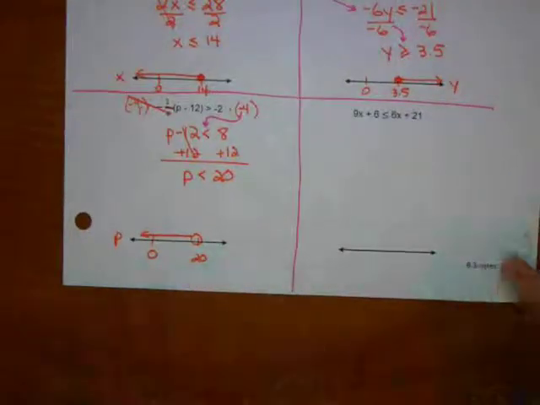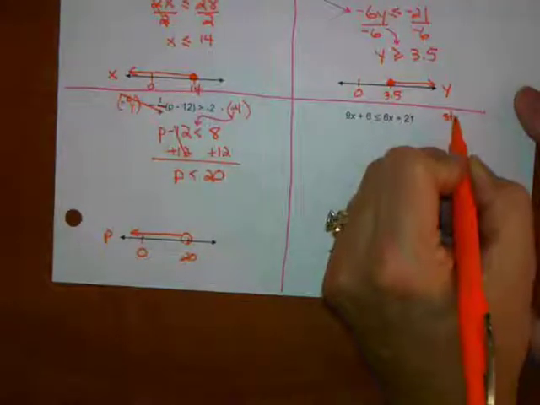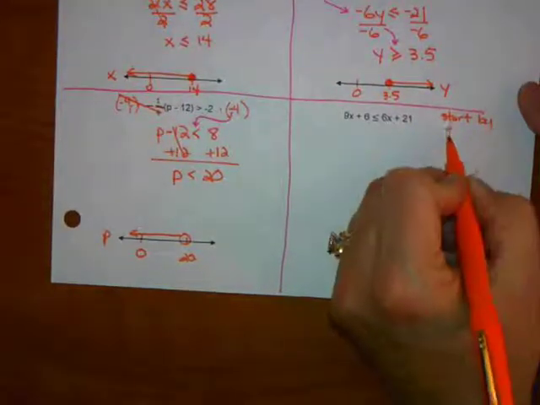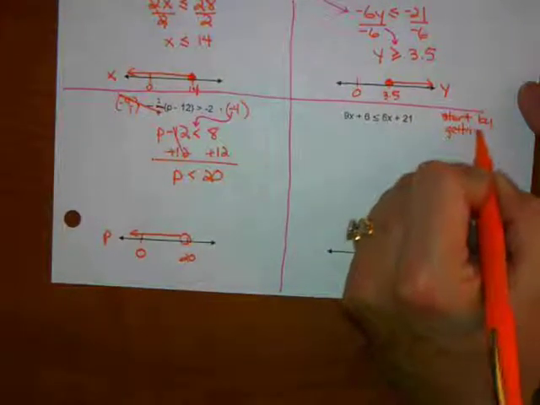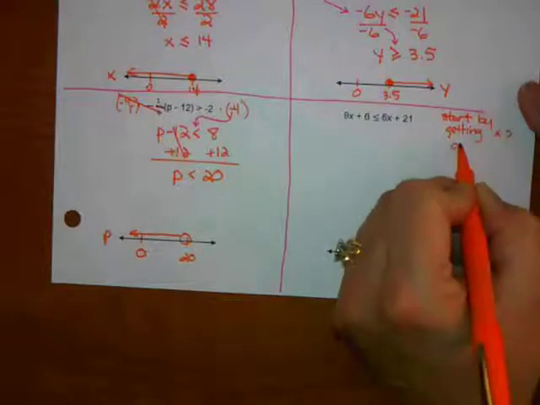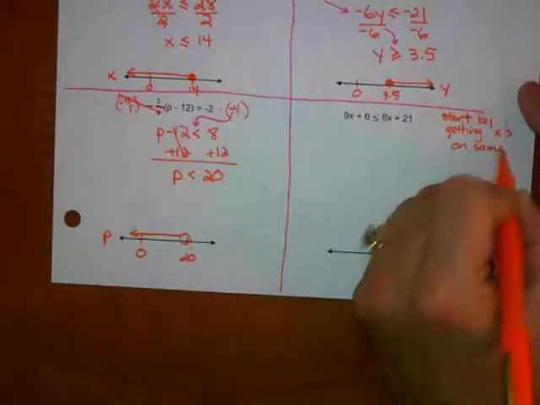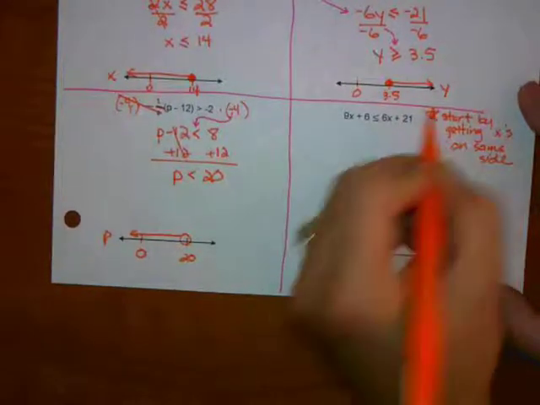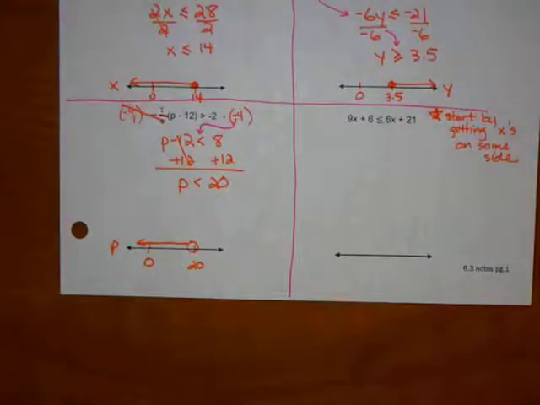Okay, this one here, we got a few steps here. Can we do this one? No, let's do this, because you have something different here. Start by getting the x's on the same side. I think that's the easiest way. Start by getting the x's on the same side.